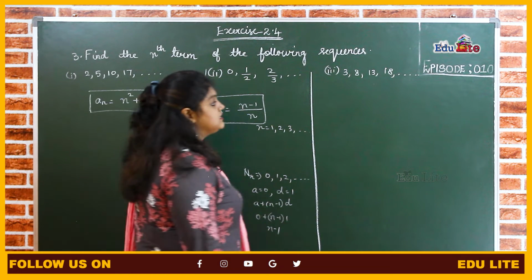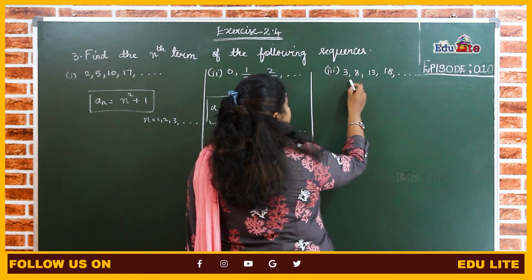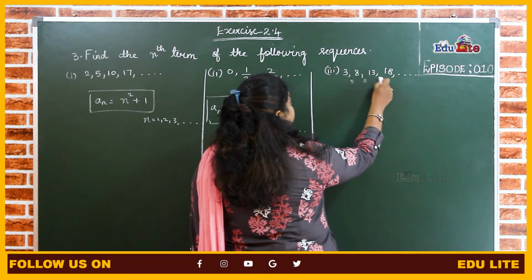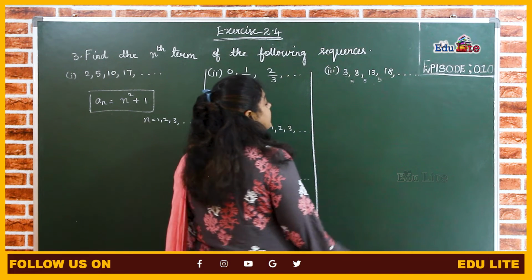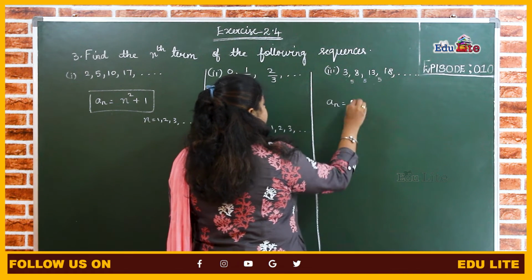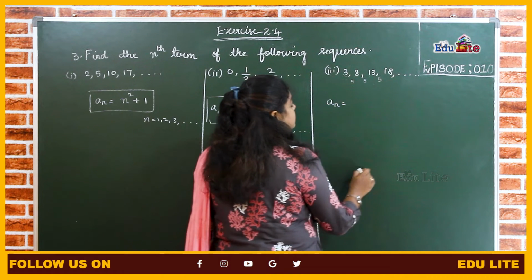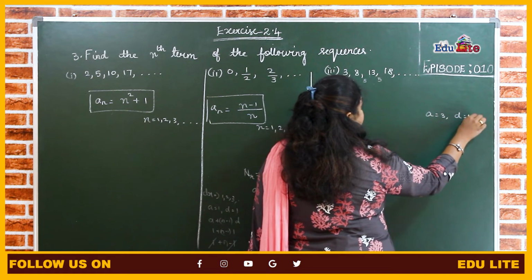Similarly, we will do it for the third subdivision. Third subdivision, if you see, the common difference is same because 3 plus 5 will give me 8, 8 plus 5 will give me 13, 13 plus 5 will give me 18. Therefore, we can use the AP method to find the an term, nth term. Okay, so we have to consider the sequence 3, 8, 13, 18 and A value is 3 and the common difference between any two terms is 5.